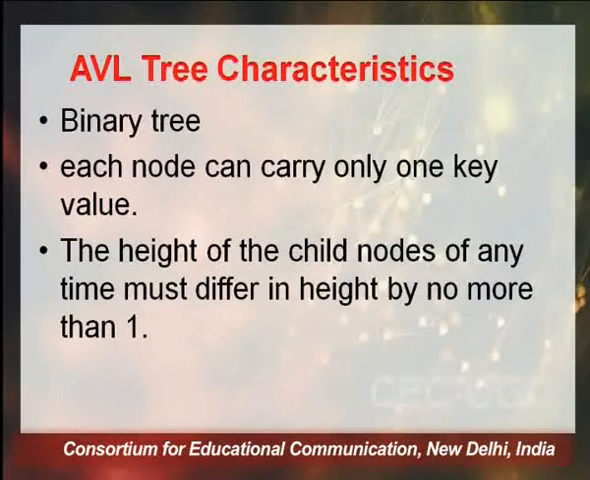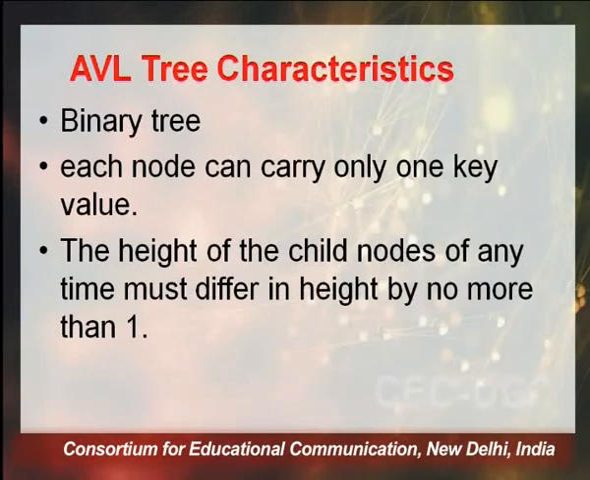And yes, AVL is one of, we can say, a good example of self balancing binary trees. Now coming to what actually are the characteristics, or how we are going to define balance factor, and so forth. So coming to characteristics of AVL tree, basically, as we have talked about, it is a binary tree. So obviously each node is going to have only a maximum of 2 children. Each node can carry only one key value.